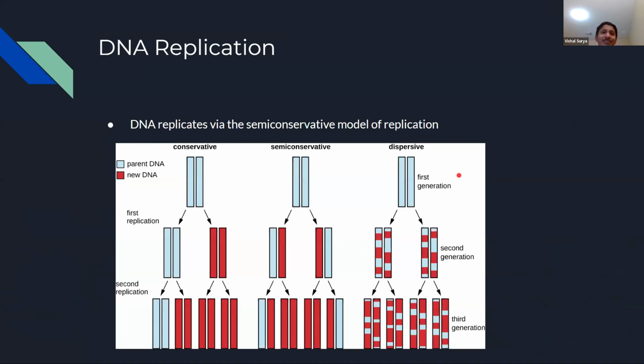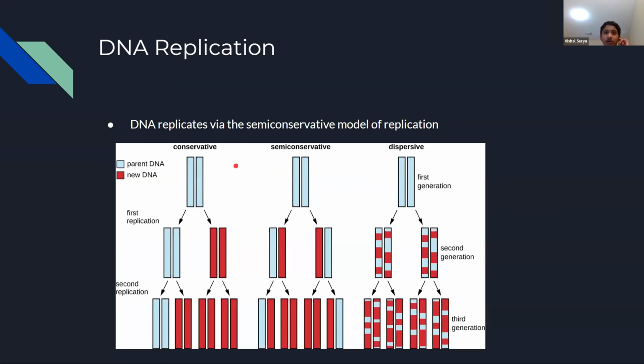Okay. So on to DNA replication. DNA replicates via the semi-conservative model of replication. What does this mean? I may have forgotten to write text on this slide, but we can just talk about this diagram. It's a really cool history of how scientists figured out how DNA replicates, so it's a good conceptual start. There are three models here, and scientists didn't know which one was right: the conservative model, the semi-conservative model, and the dispersive model.